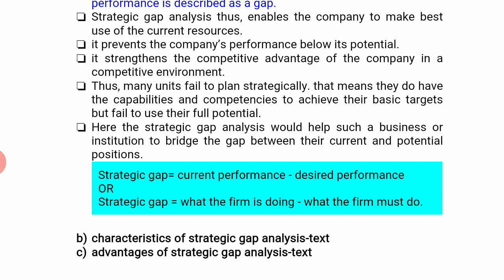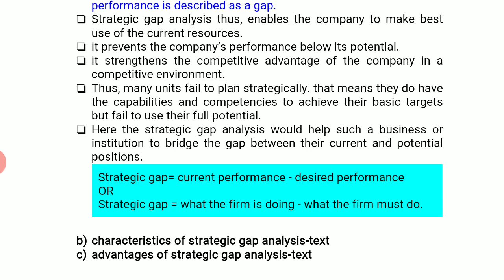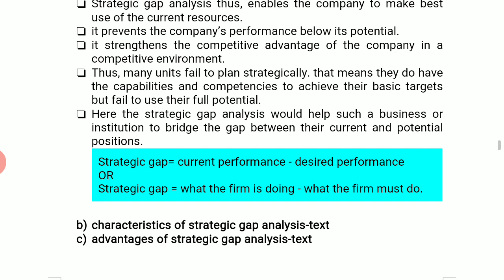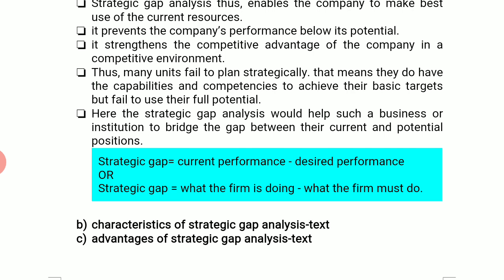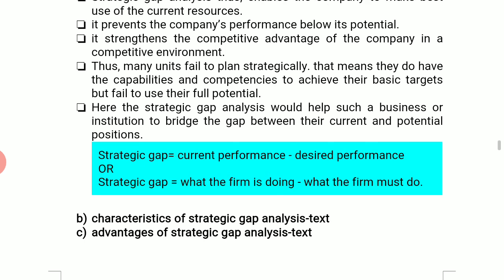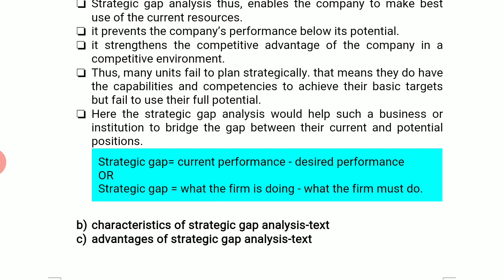So with the help of strategic gap, the company can find out how these current resources are being used. So after finding the gap, it can prevent the company's performance from falling below its potential. That means whatever was desired, and if you have been performing very low than the desired, then that can be found out, and you can prevent the company from further deteriorating, right? So it strengthens the competitive advantage of the company in the competitive environment.